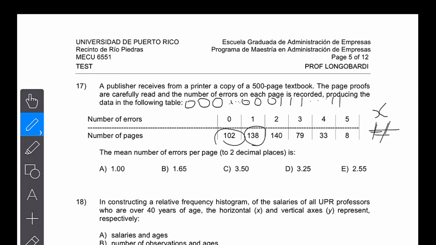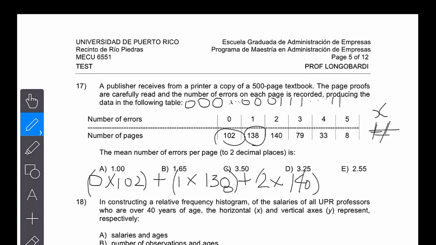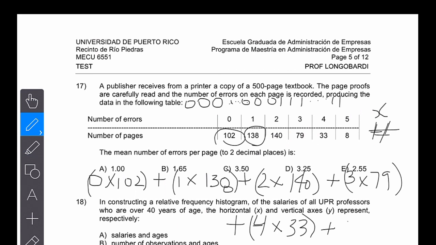When we calculate the mean, we take each possible value, multiply by its frequency, and then add to the next one. 1 times 138, which is just 138, plus 2 times, I could put brackets if this confuses you, but we work with the order of operations, and keep going. 3 times 79, plus 4 times 33, plus 5 times 8.